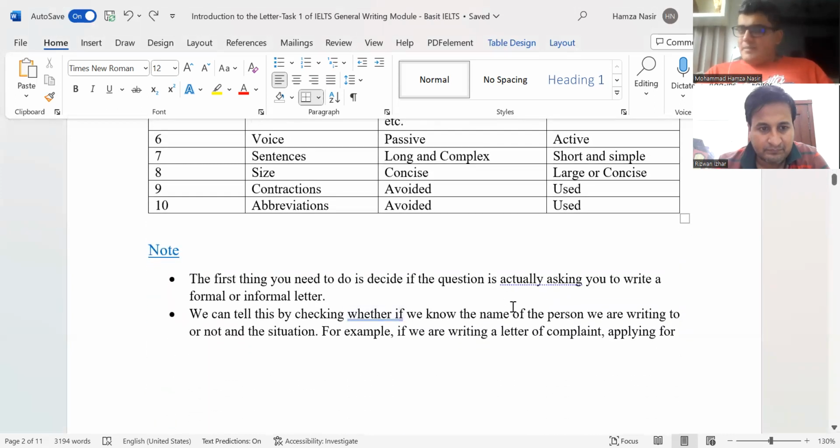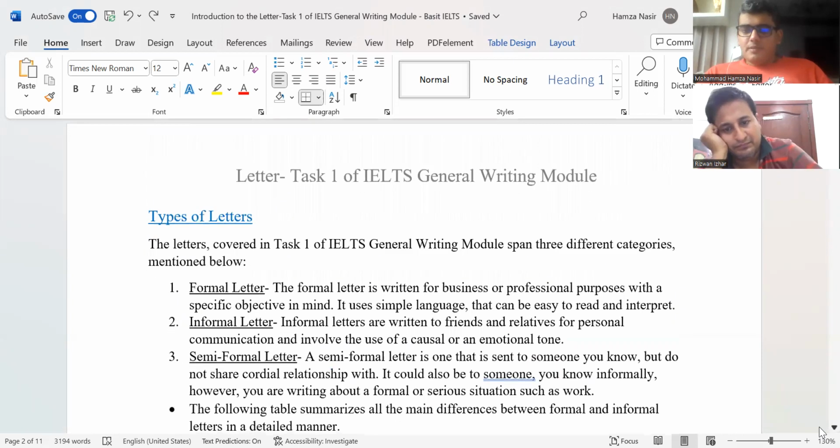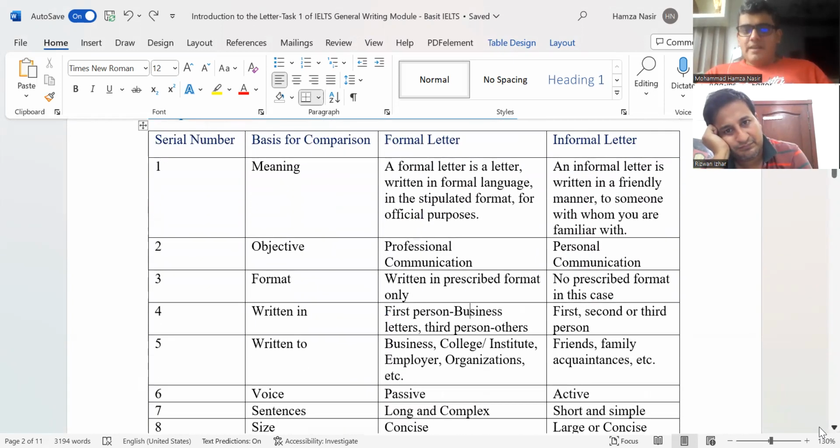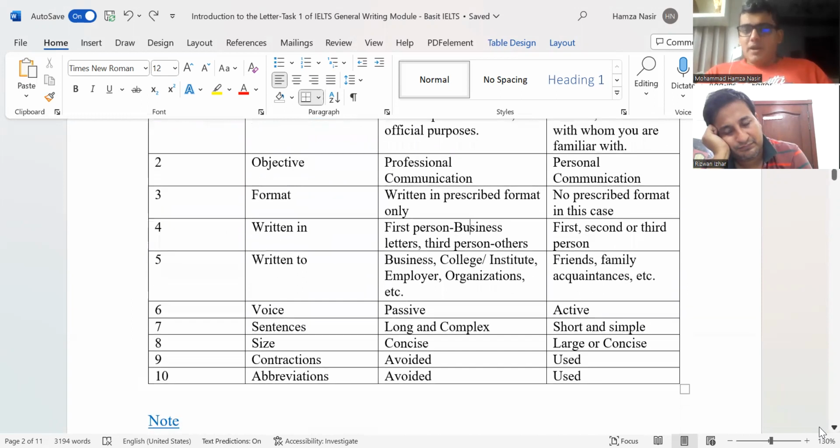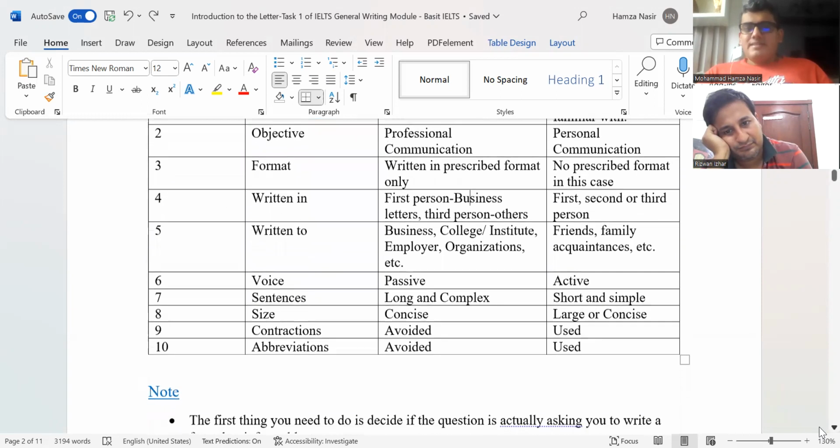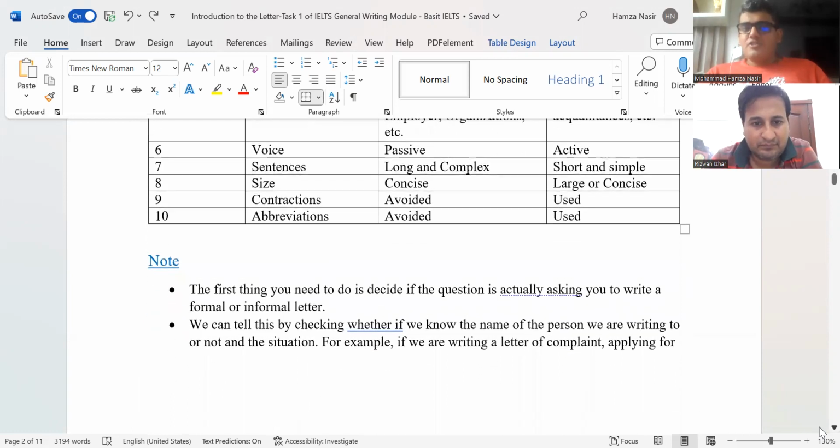ओके. सो ये समझ आ गई है आपको. ये डिफरेंट पैरामीटर्स हैं आपके. These are the different parameters: meaning, objective, format, written in, written to, voice, sentences, size, contractions, abbreviations, जिनके बेसिस पे हम फॉर्मल और इनफॉर्मल लेटर्स के दरमियान डिस्टिंग्विश कर लेते हैं. So the first thing you need to do is decide if the question is actually asking you to write a formal or informal letter.